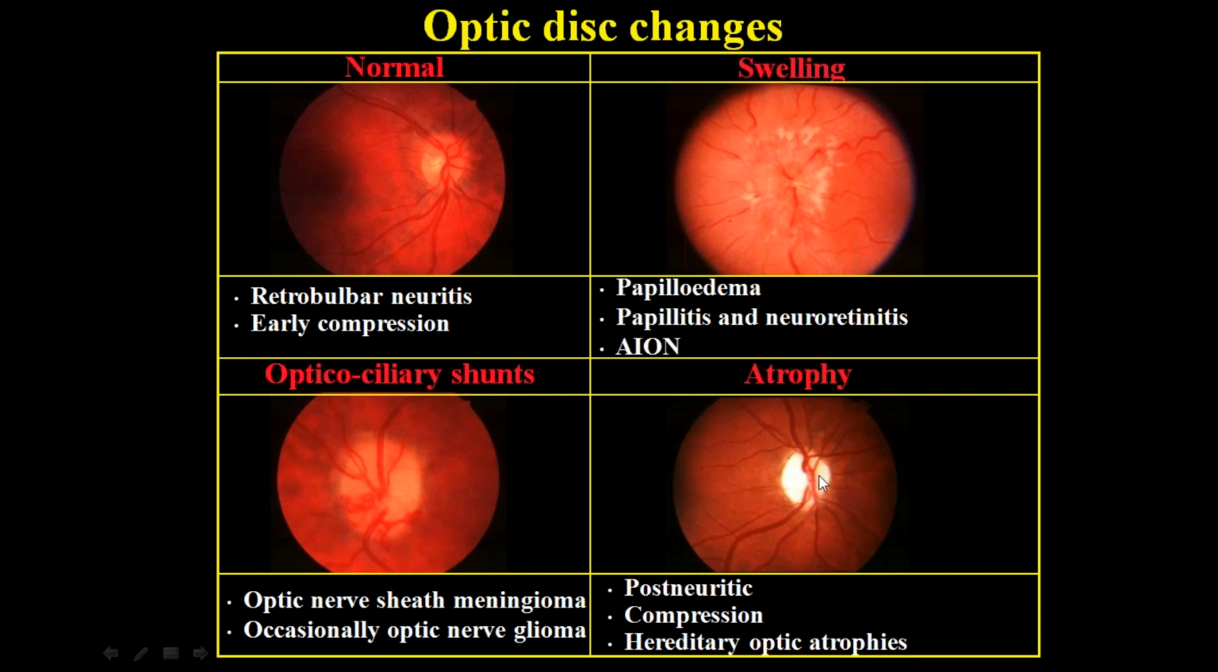So this is a condition where there is complete optic atrophy. It could be due to retrobulbar neuritis, or due to compression, or it could be hereditary. Any cause could be the reason for optic atrophy. Optic atrophy means the vision is completely lost. There is no visual acuity left in the patient.